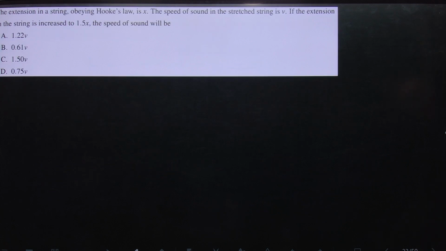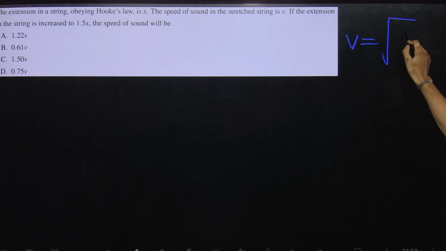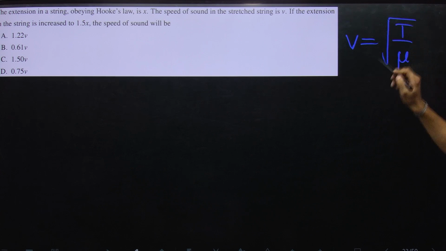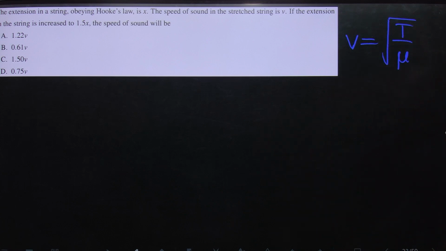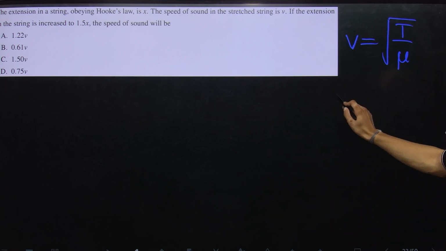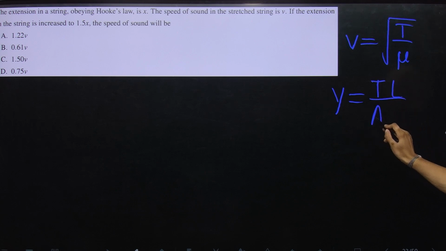In the next question, we have a string obeying Hooke's law such that if we extend it by x, the speed of sound in the string is v. We know since it obeys Hooke's law, first the velocity of waves in the string will be under root of tension upon mass per unit length. No matter how much we strain the string, the mass per unit length will not change for small strain since it obeys Hooke's law. And from Hooke's law we can write Young's modulus Y is equal to tension into length upon A into extension.